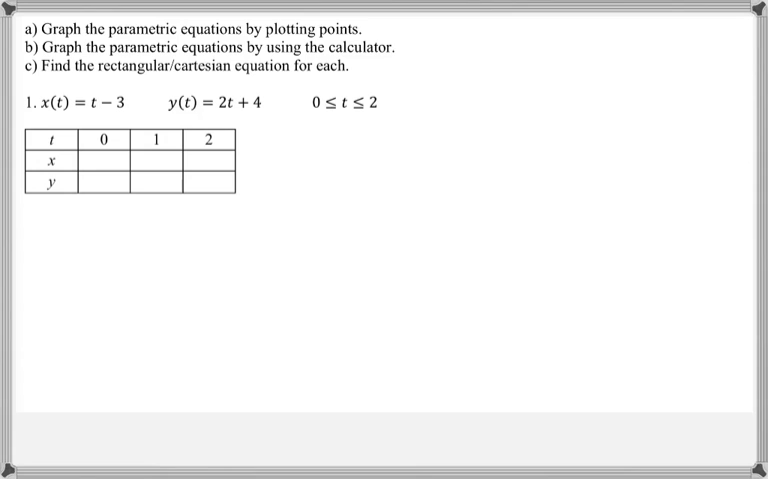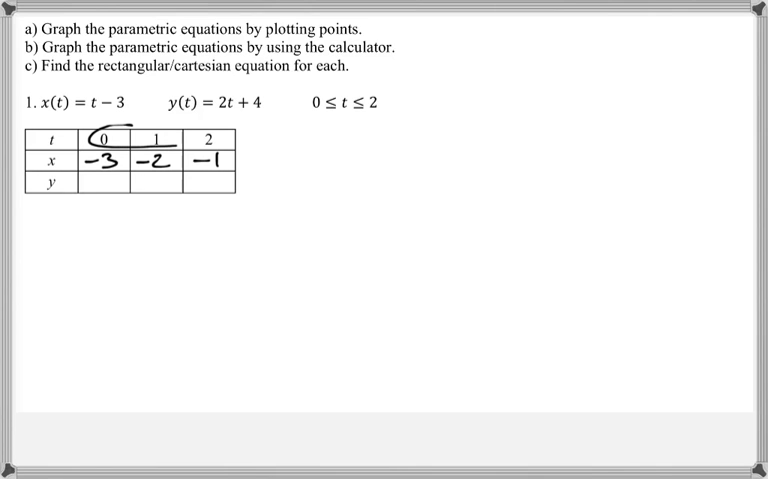So I have two functions. I have my x function and I have my y function, and they're both based on t. So I make a table where I have my t values and I'm plugging them into both equations. If you plug 0 into the x equation, 0 minus 3 is negative 3. If you plug in 1, 1 minus 3 is negative 2. And if you plug in 2, 2 minus 3 is negative 1.